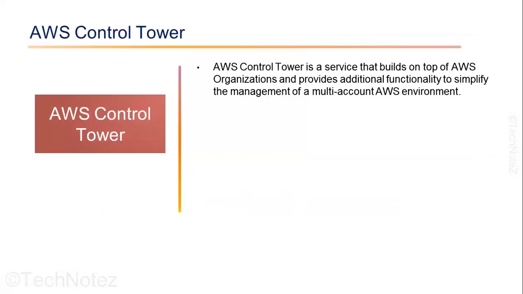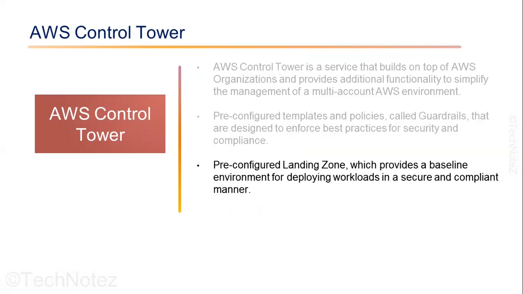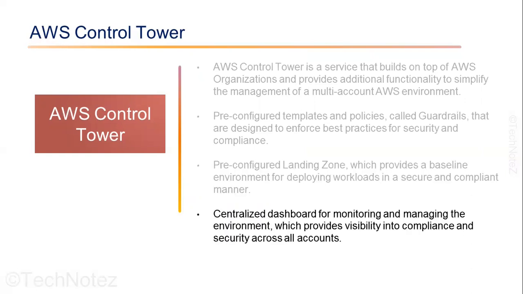AWS Control Tower is a service that builds on top of AWS Organizations and provides additional functionality to simplify the management of a multi-account AWS environment. AWS Control Tower includes preconfigured templates and policies called guardrails that are designed to enforce best practices for security and compliance. It also includes a preconfigured landing zone, which provides a baseline environment for deploying workloads in a secure and compliant manner. AWS Control Tower also includes a centralized dashboard for monitoring and managing the environment, which provides visibility into compliance and security across all accounts.